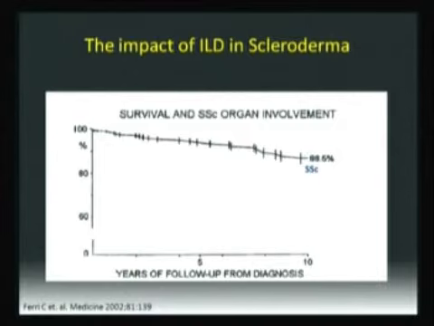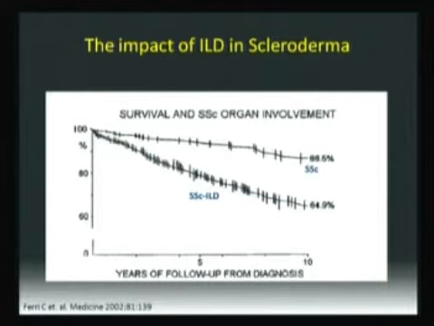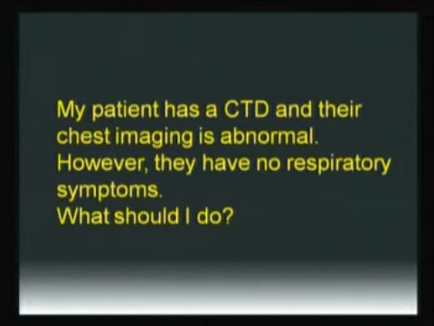The impact of ILD in scleroderma is also important. These are all scleroderma patients, and this is the survival of patients with ILD and scleroderma. It's clear-cut that the lung is the limiting organ for the survival of these patients. So my patient has a connective tissue disease, and chest imaging is abnormal. However, no respiratory symptom. What should I do?